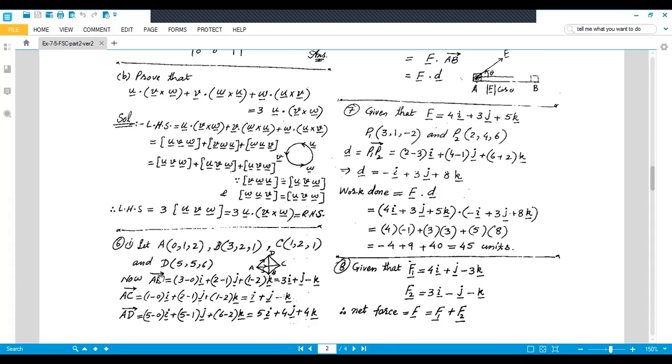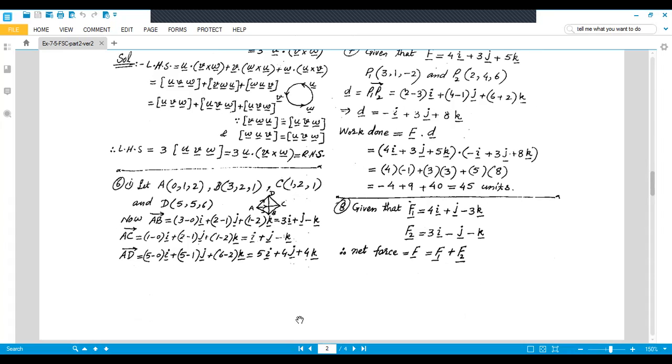So first of all, you have to find the position vector AB. So 3 minus 0 i, 2 minus 1 j, 1 minus 2 k. So you get 3i plus j minus k. Then you have to find AC. AC is 1 minus 0, 2 minus 1 and 1 minus 2, so you get i plus j minus k. Then you have to find AD, so that is 5 minus 0, 5 minus 1 and 6 minus 2, so you get 5i plus 4j plus 4k.